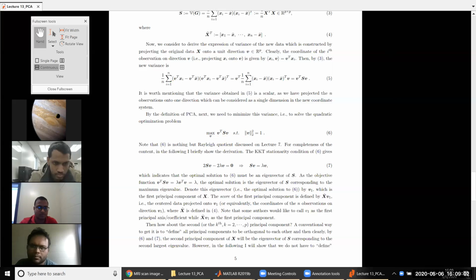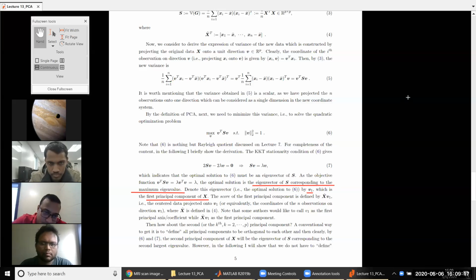Where's this vector? Hence, V1, which is also the first principal component of X, must be the eigenvector of S corresponding to the maximum eigenvalue. Okay, so we define this one as the first principal component, and we give it a score for each component. The score is given by X tilde times V1.